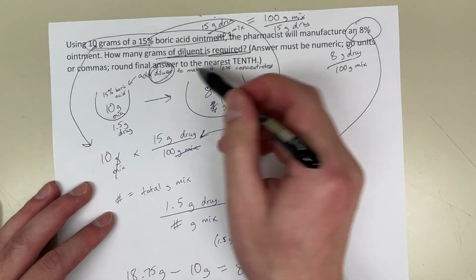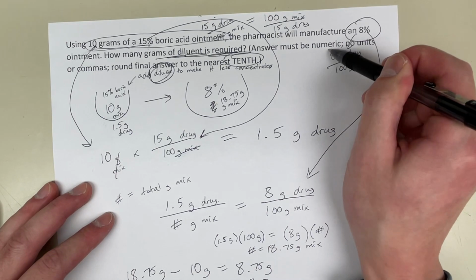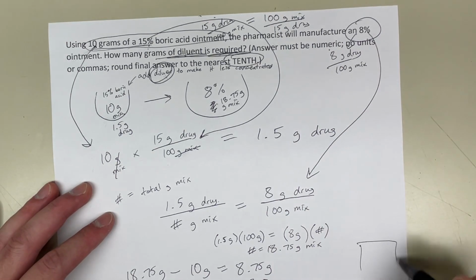The question asks to round the final answer to the nearest tenth, so it's 8.8 grams. And the answer must be numeric, no units or commas. So in the computer, you just enter 8.8. And that's your answer.